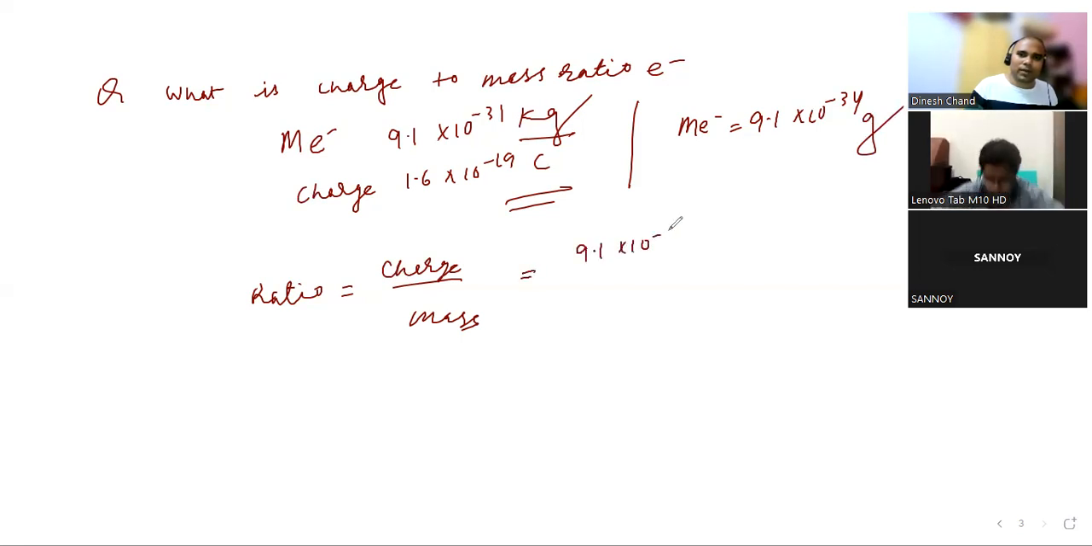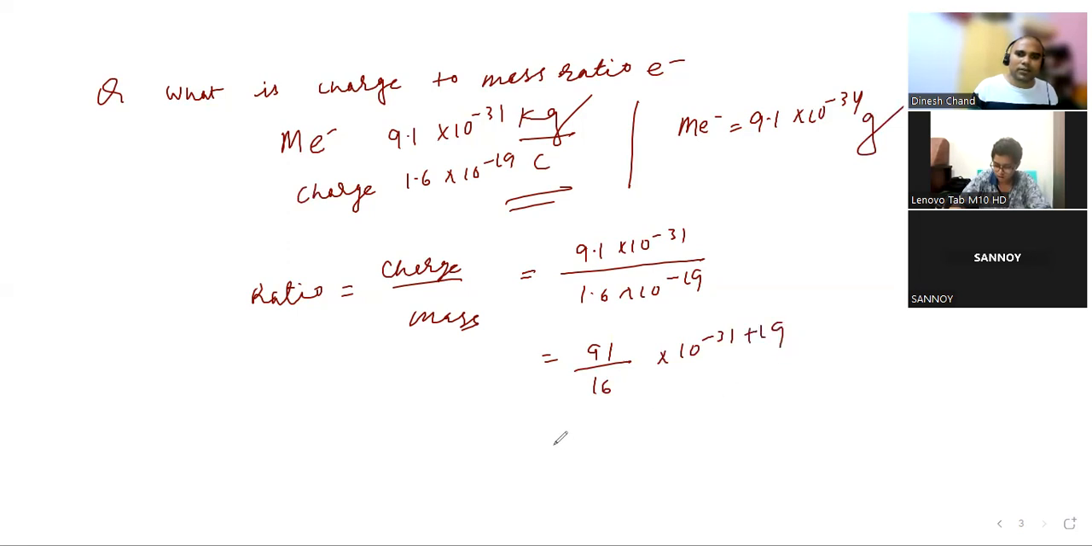9.1 into 10 power minus 31 and divided by 1.6 into 10 power minus 19. So what is there? 91 upon 16 into 10 power minus 31 plus 19. If you divide these two things, it should come to something like one.